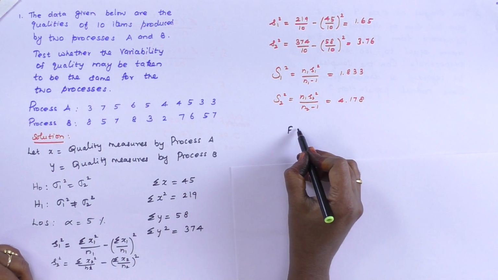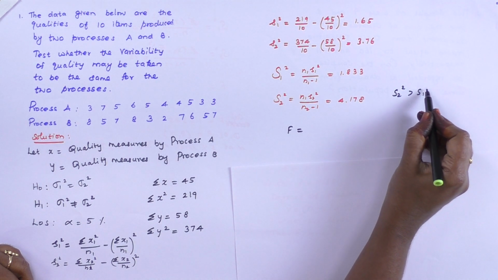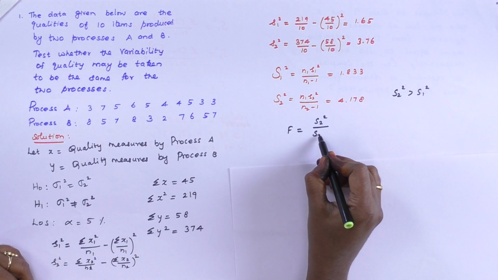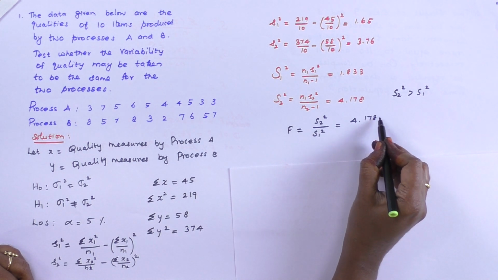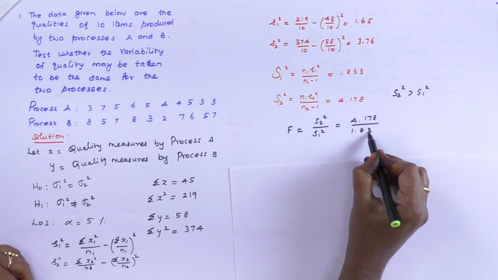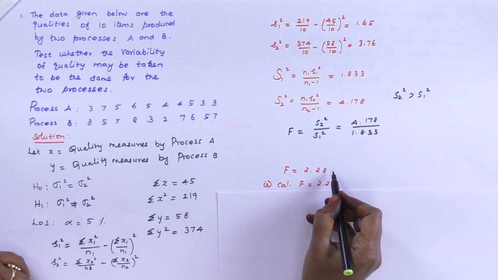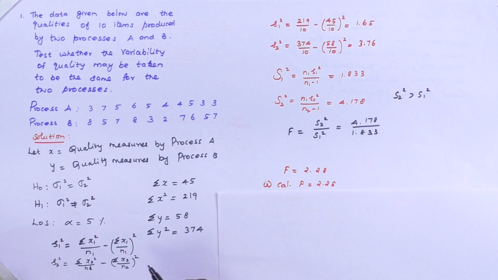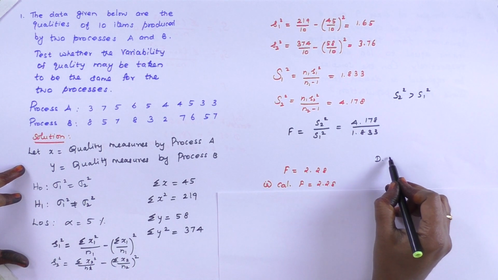Therefore, for the test statistic, S2 square is greater than S1 square, so we choose it as the numerator, since the numerator must be greater than the denominator. That is 4.178 divided by 1.833. That answer is 2.28. That is our calculated value of F: 2.28. Okay, next we want to calculate the degrees of freedom.